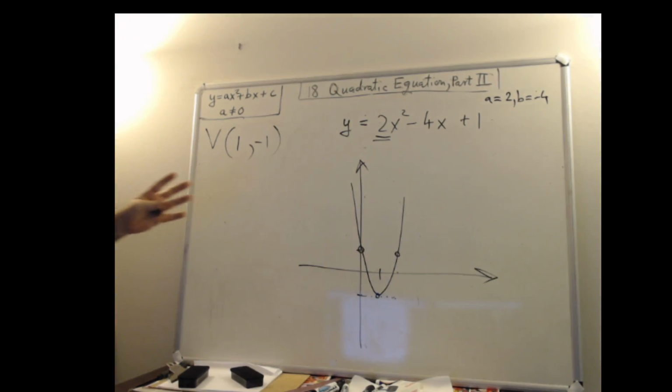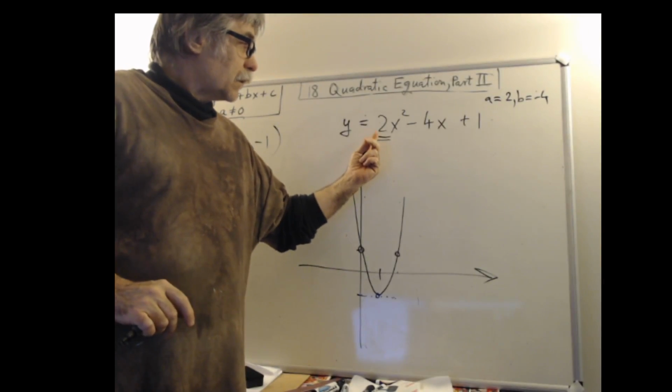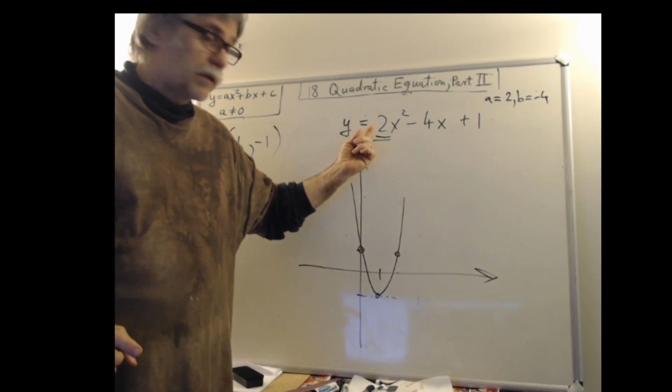Right? This is just a sketch of my parabola. I'm not going any further. I don't need any more points. I have an idea of what's going to happen. So this is a vertex. This parabola has a cup shape because it starts with a positive number here.